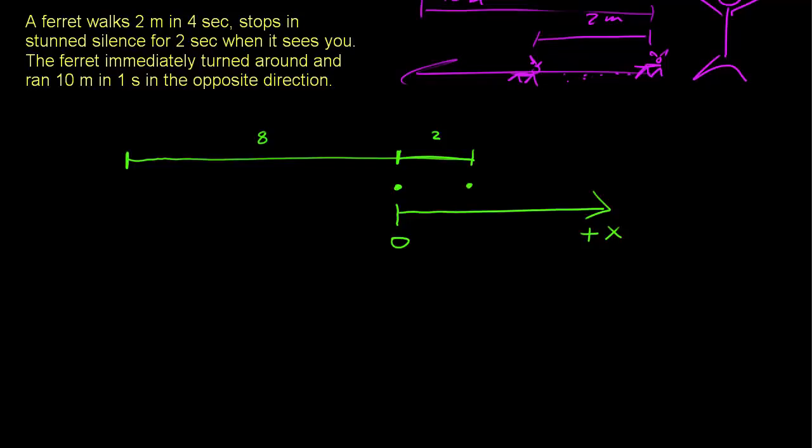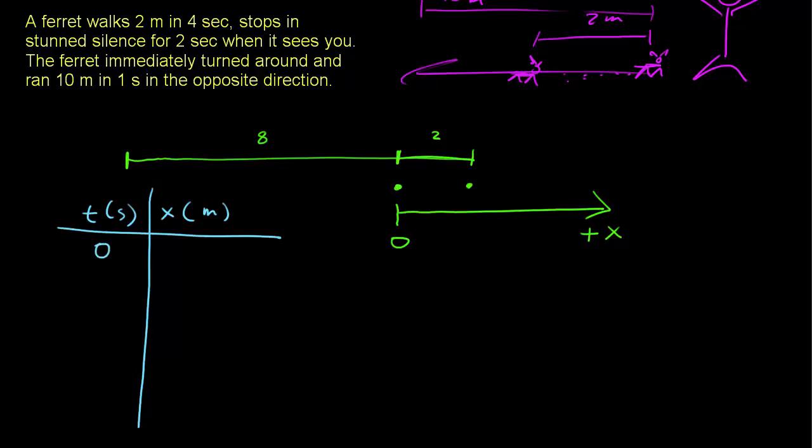Next, I want to make a tabular representation. My tabular representation will be position versus time, with time in seconds and my x position in meters. I'm going to choose my origin of time at the beginning, where the ferret started, at location 0. So the first 4 seconds, 1, 2, 3, 4, it moves 2 meters, which means it's moving half a meter per second. It gets 1 meter at 2 seconds, half a meter at 1 second, and 1.5 meters at 3 seconds. It stops for 2 seconds.